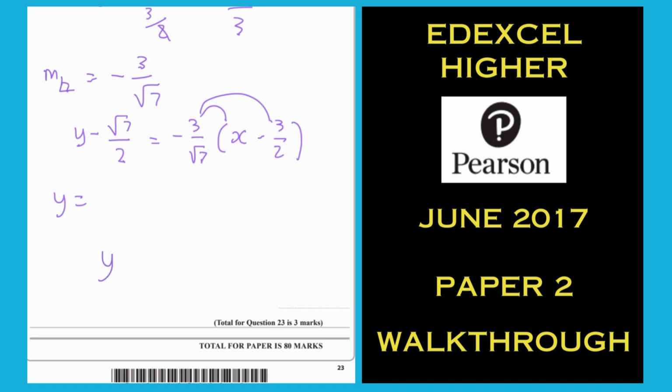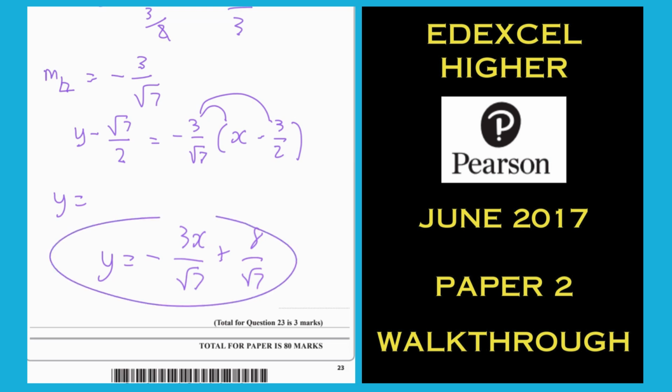In fact, just in case you did, the alternative answer is 3x over root 7 plus 8 over root 7. Or in other words, you could take the 1 over root 7 out. So you could spend a bit of time, or in other words, waste a bit of time turning it into that. Me, I'm not bothering. I'm going to leave it like that because that's one of the possible answers given in the mark scheme. So do not overcomplicate them. You've done plenty of work to that. It's only worth 3 marks.